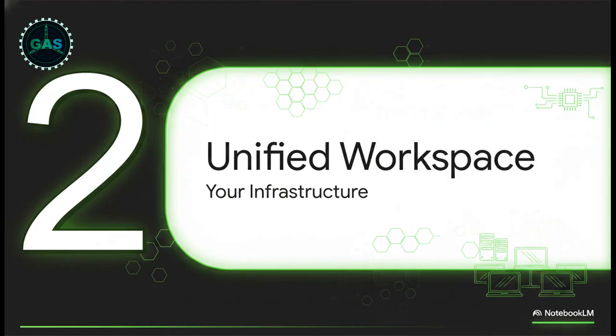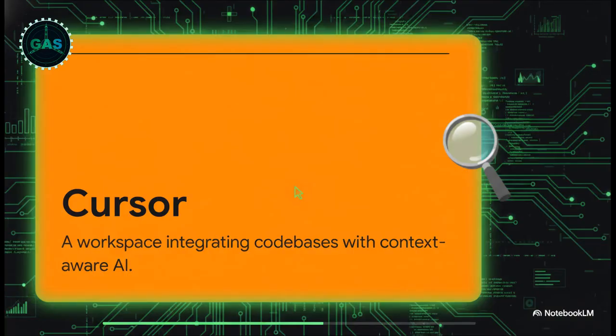That brings us to Phase 2, the unified workspace, establishing your infrastructure. We need a proper, integrated development environment where our new AI architect can actually operate and execute its tasks. Enter Cursor. Cursor is a unified workspace that seamlessly integrates your raw codebase with advanced context-aware AI capabilities. Think of it as the central command center for your entire deployment operation.